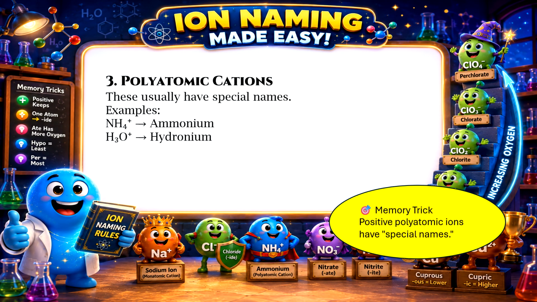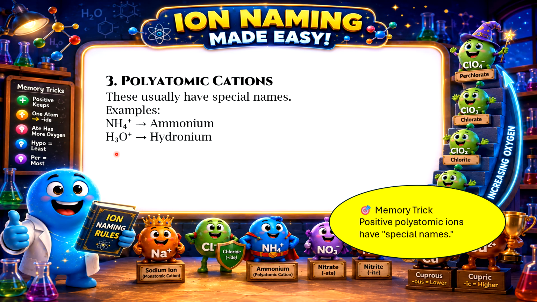Rule number 3. Now let's look at ions made up of many atoms. Polyatomic cations, or polyatomic ions, mean more than one element bound together with a charge on top. For example, nitrogen is bonded with 4 hydrogen and has a positive charge. And in hydronium, oxygen is bonded with 3 hydrogen, so it's polyatomic. Why is it a cation? Because it has a positive charge on top of it.